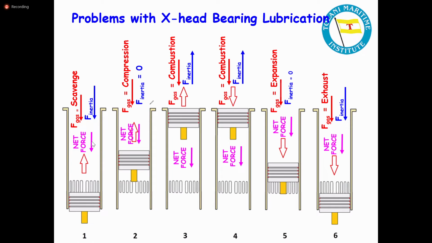Second one. Piston is somewhere middle of the stroke. Upward direction. Inertia force has become almost zero. Compression has started taking place. There is a heavy gas force acting downwards. Net force is downward.